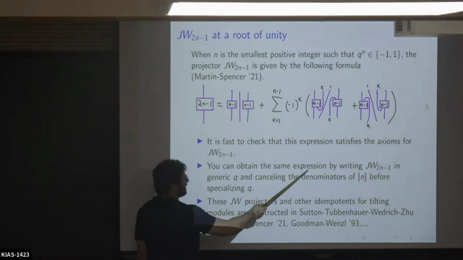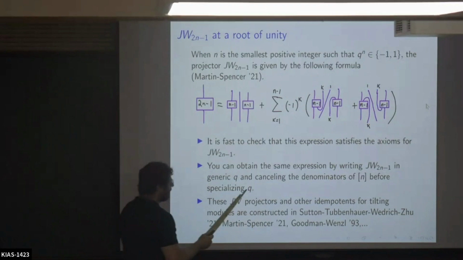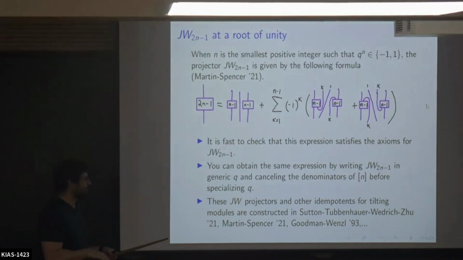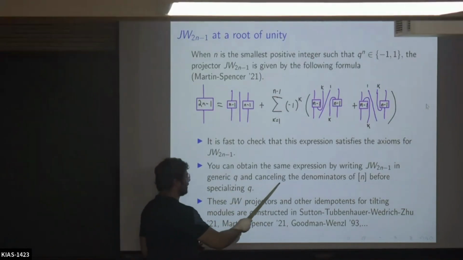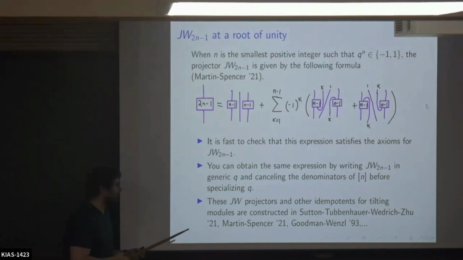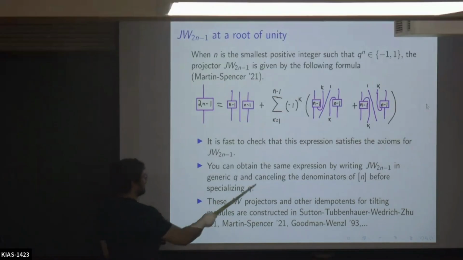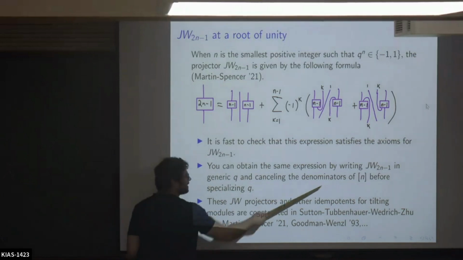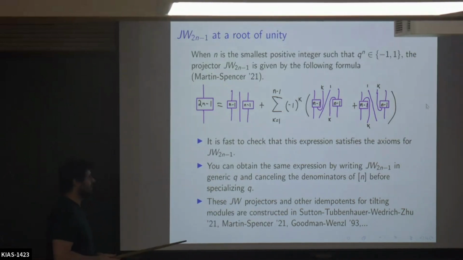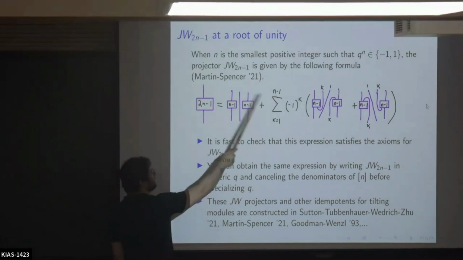You could obtain the same expression for this Jones-Wenzl 2n minus 1 by looking at that recursive expression with generic Q, and then carefully cancel the denominators of quantum n, which would have been 0, before you plug in Q equals 1. So it's not an exotic Jones-Wenzl projector. It comes from the standard way. It just happens to exist when it's not obvious that it exists, because these denominators cancel out. So in the skein algebra literature, these miraculous cancellations are sort of hidden in here somehow.